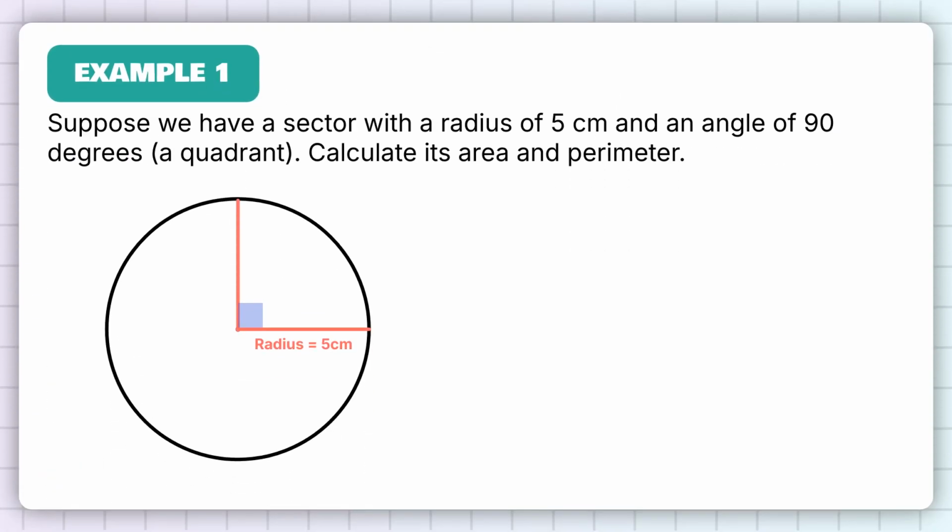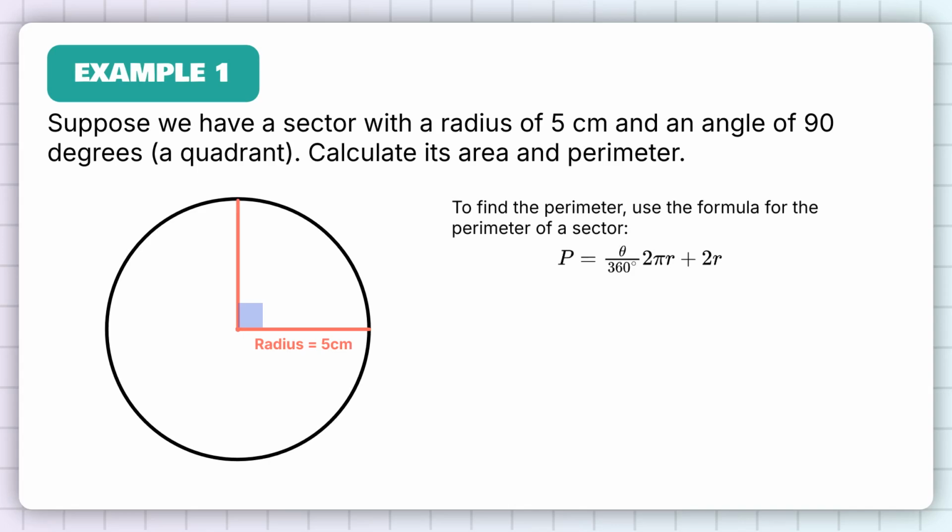Now let's look at the perimeter. Again, we can either use the formula for the perimeter of a quadrant or the more general formula for the perimeter of a sector, because remember that a quadrant is just a sector with a 90-degree angle. In this example, we will practice using the sector formula, which finds the arc length and then adds the two radii. But you would get the exact same answer if you used the quadrant formula.